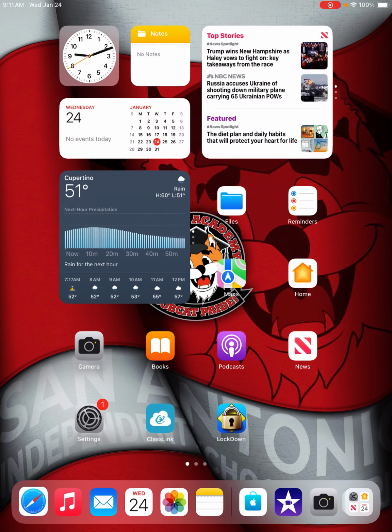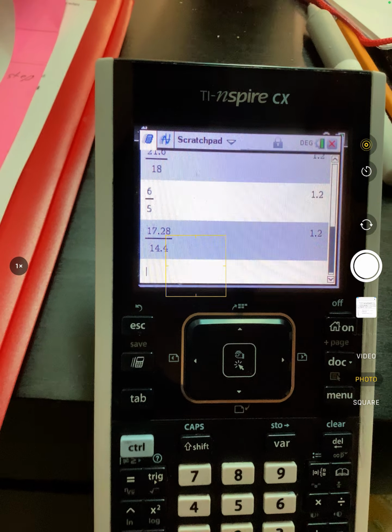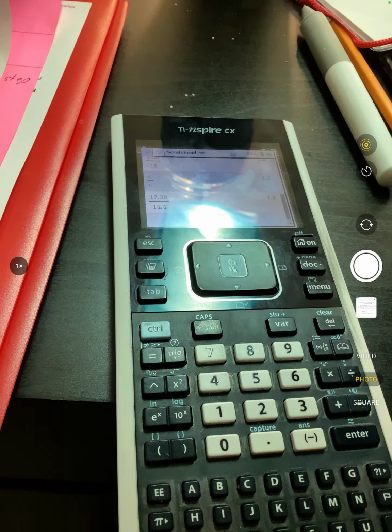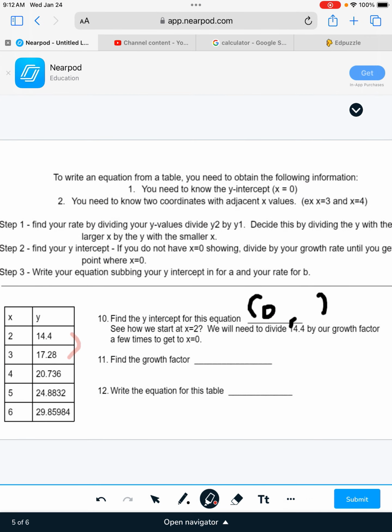I grab my calculator and I say, what is 17.28 divided by 14.4? And that gives me 1.2. All right. That 1.2 is going to be my growth factor. And if I look carefully at that table that we were looking at over here, we'll notice that this is getting bigger. That means I'm multiplying by 1.2 as we go further down.